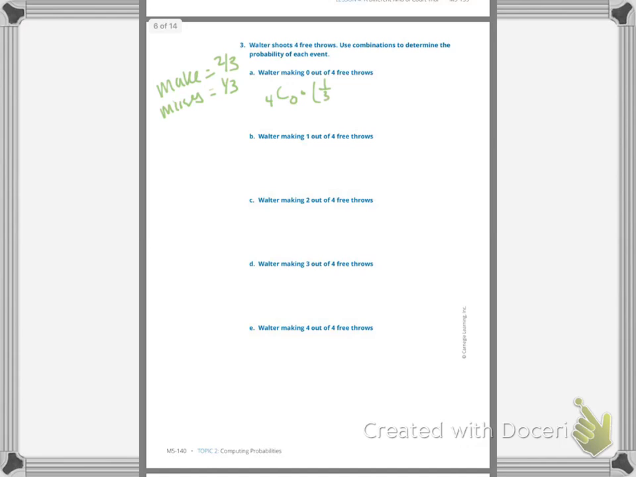So to account for my 4 misses, I could write out 1/3 4 times, or now I can send it to the 4th power if I really wanted to. And then we're going to go ahead and type them in. So 4 choose 0 times 1/3, or write it out 4 times. Okay, convert it back to fraction, and 1/81.